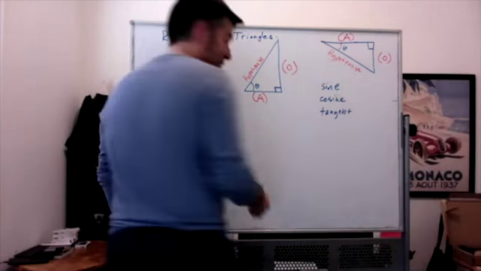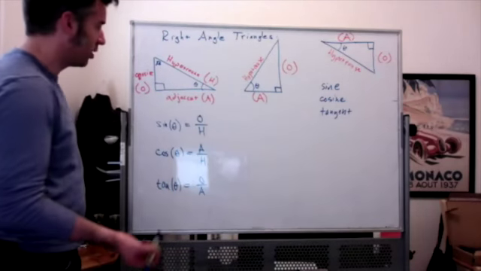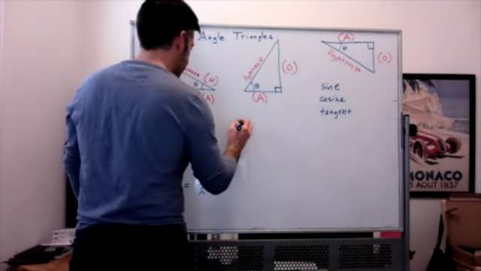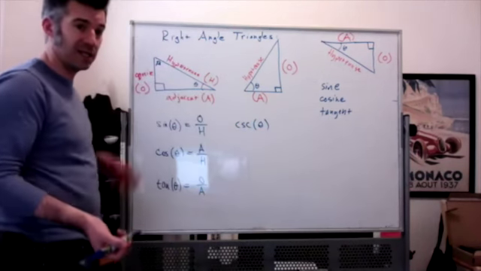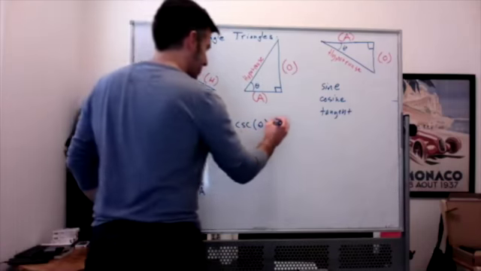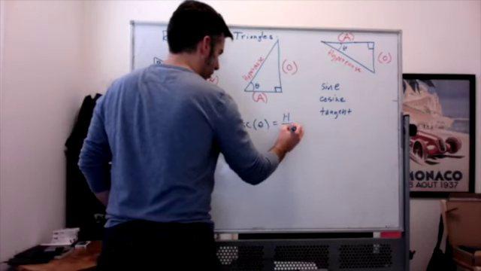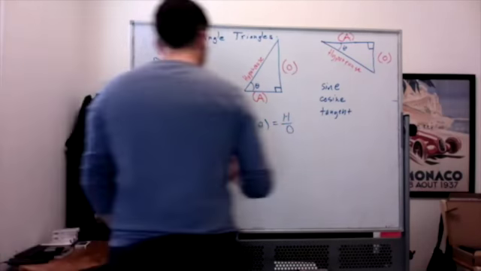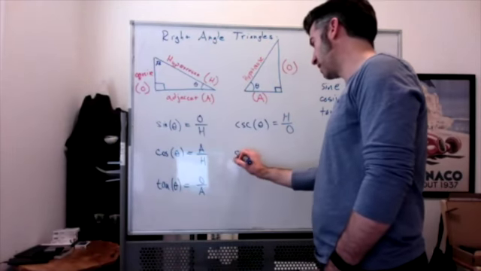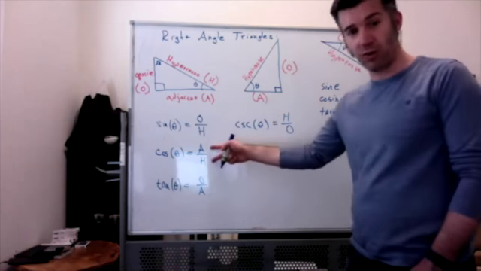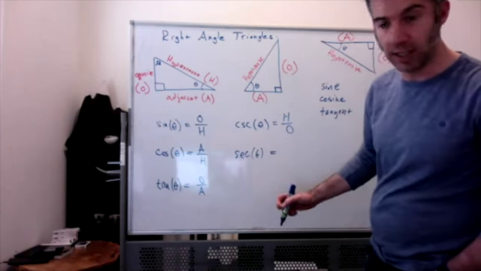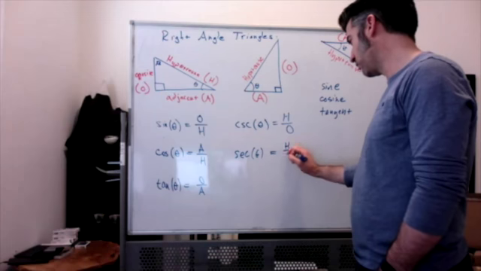We also have the reciprocal trig functions. So there's cosecant, which is abbreviated as CSC. And cosecant is the reciprocal of sine. It's hypotenuse over opposite. There is secant, which is abbreviated SEC of theta. It's equal to the reciprocal of cosine, which is H over A.